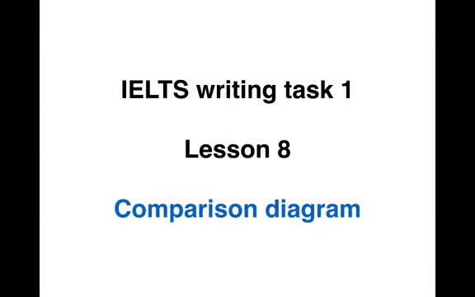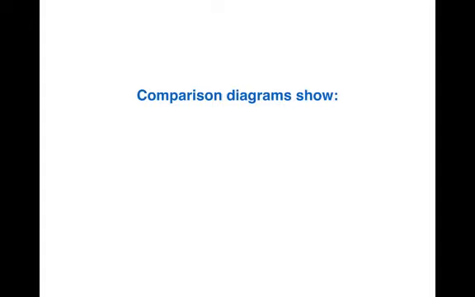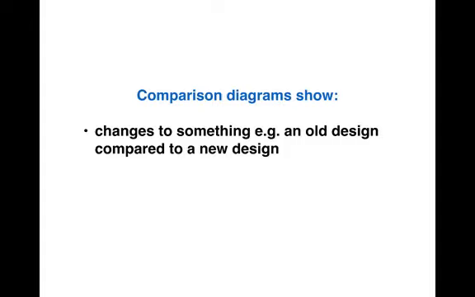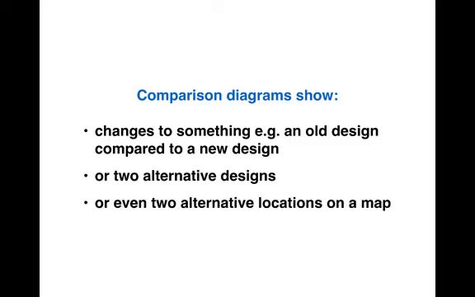IELTS Writing Task 1, Lesson 8, Comparison Diagram. Comparison diagrams show changes to something, for example, an old design compared to a new design, or two alternative designs, or even two alternative locations on a map. Don't worry if that's not clear at the moment. I'm going to give you examples of these three types. We'll start with the first type, changes to something.